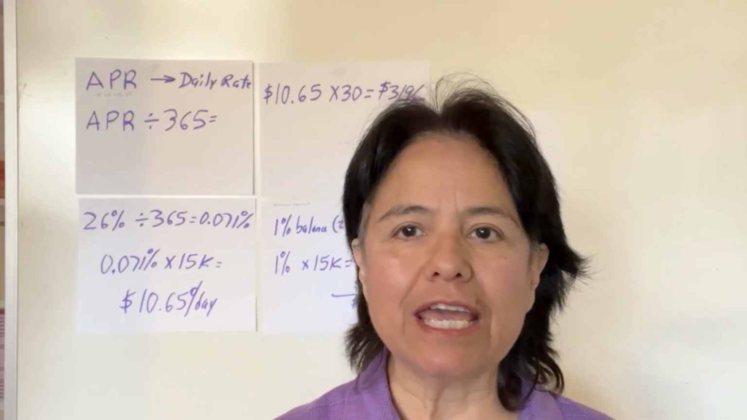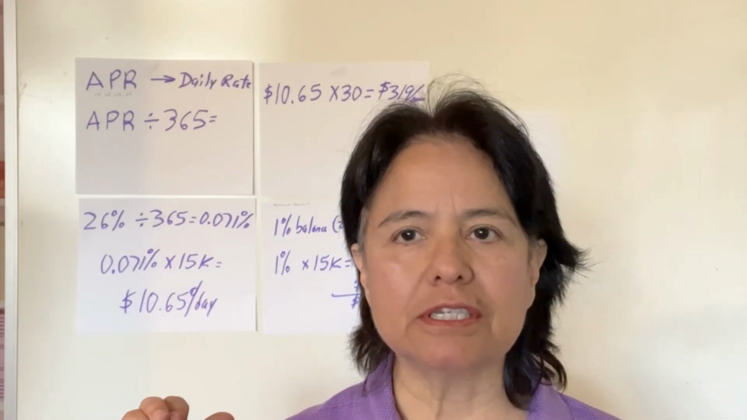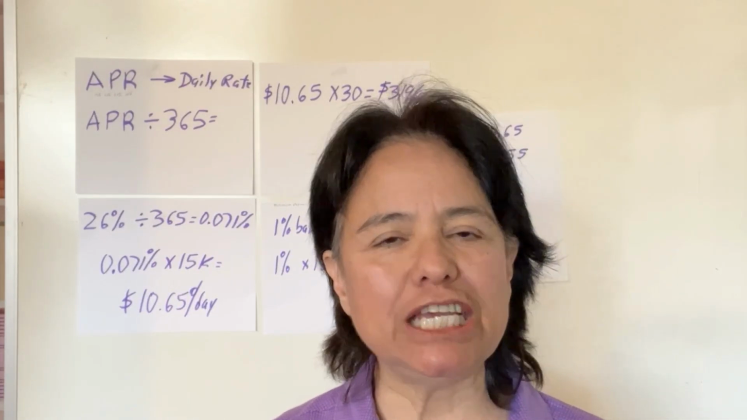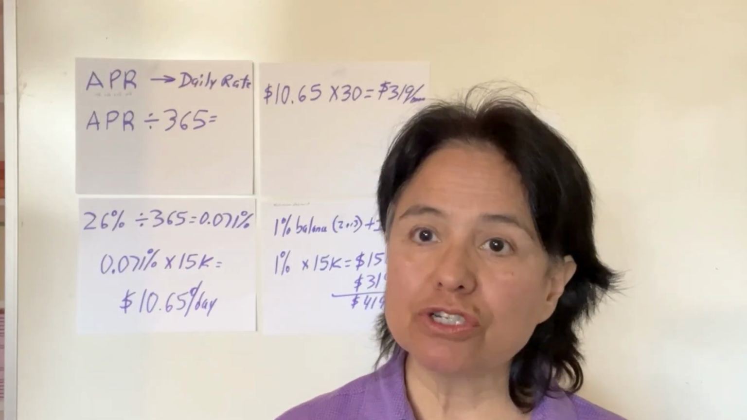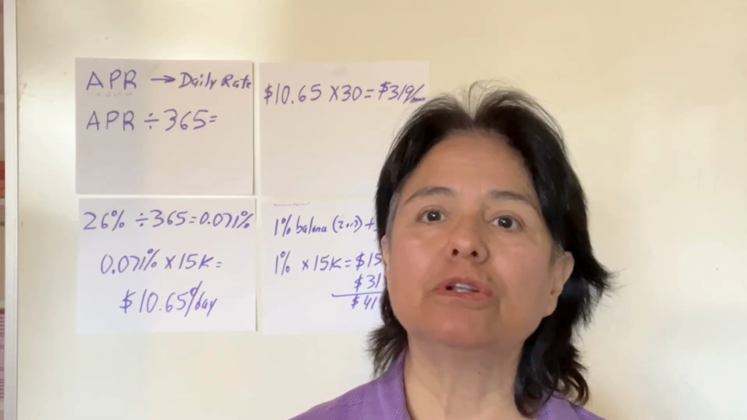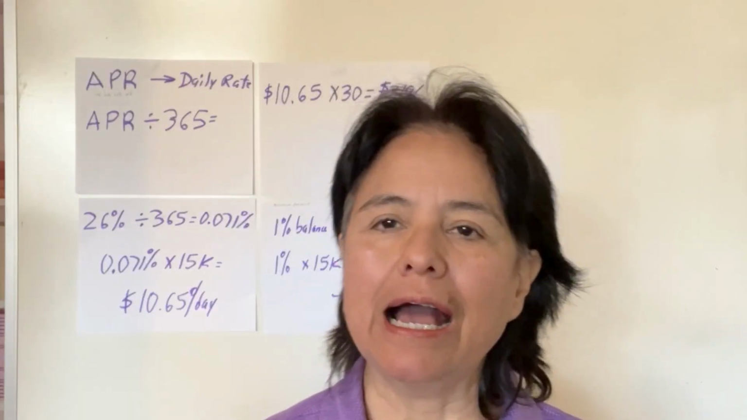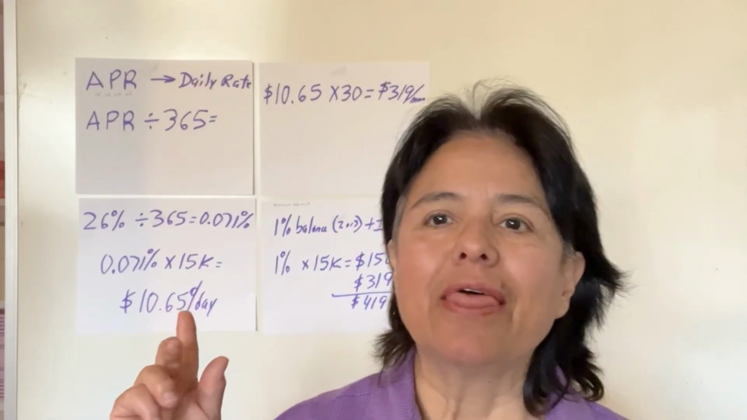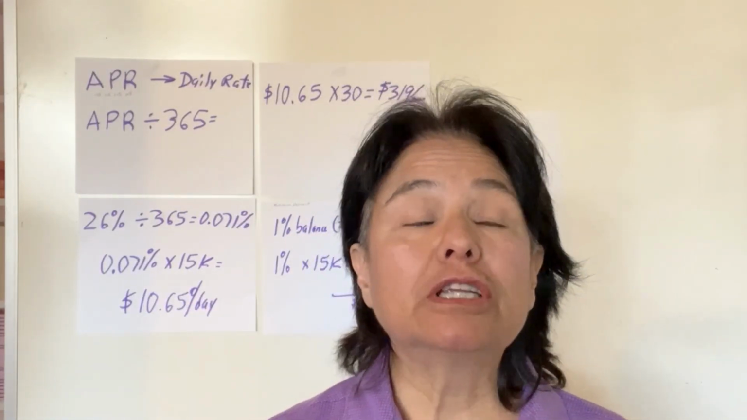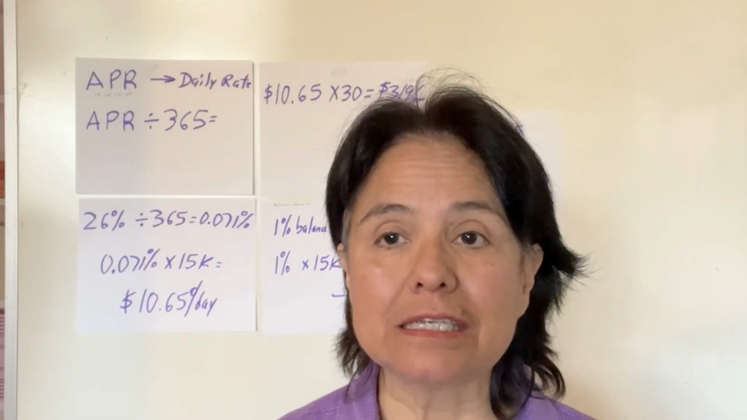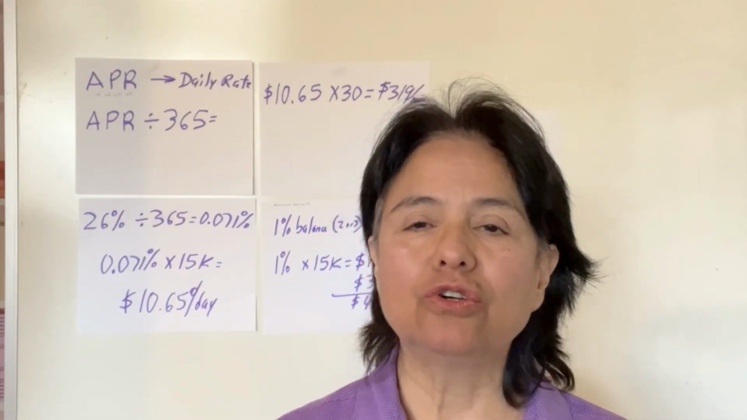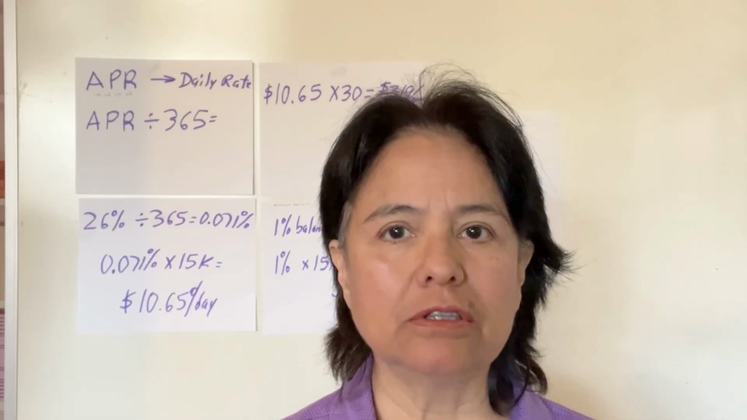So the interest is charged daily. Banks take your APR and divide it by 365. That's your daily interest rate. Daily interest rate multiplied by the balance equals the daily charge. And I just gave you an example. That daily rate gets multiplied by your balance, and that's what you are charged every single day.